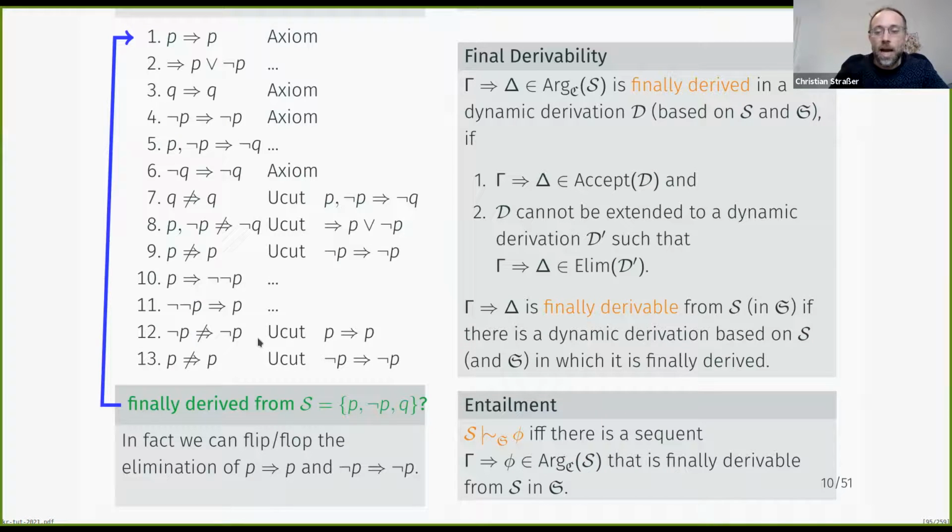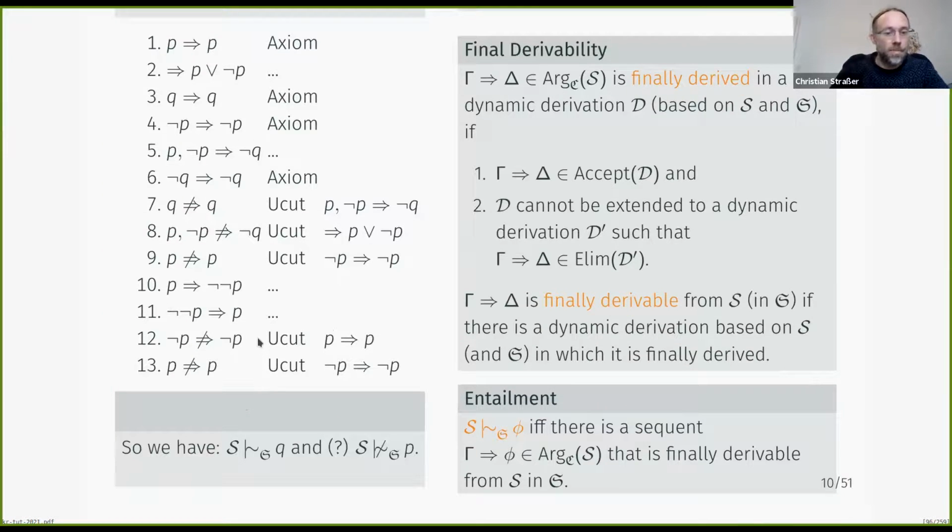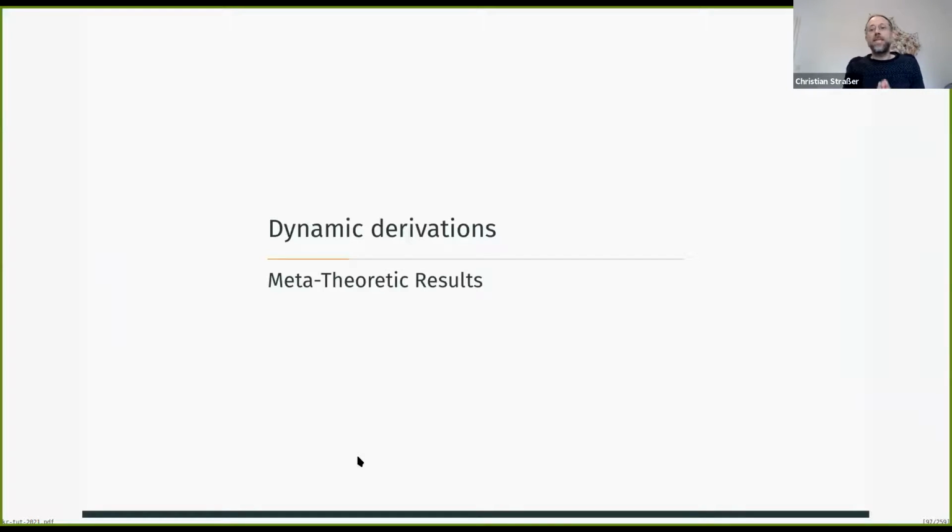Okay, so this is how this dynamics plays out. So what we have in sum is that Q is entailed by this information and P is not entailed due to this flip-flopping behavior, to the non-convergence. Okay, so this is how dynamic derivations work. So now let's look at some meta-theoretic results. I already mentioned on the fly several desiderata we would have for such derivations, and now we can check whether it actually is a well-behaved notion of proof or not.